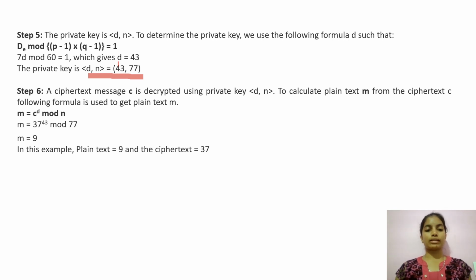Next, step 6, the ciphertext C is decrypted using the private key D comma n. To calculate M from the ciphertext C, we have the formula M is equal to C power D mod n. That is the C value 37, power 43, which is the D value, mod 77. It gives the value 9. So in this example the plain text value is 9 and the ciphertext value is 37.